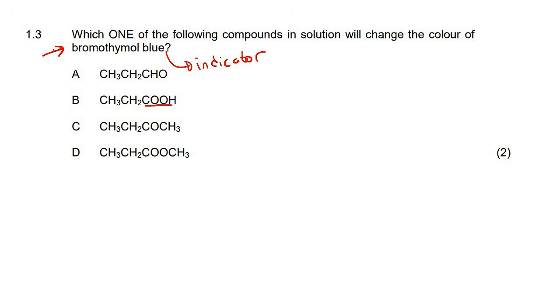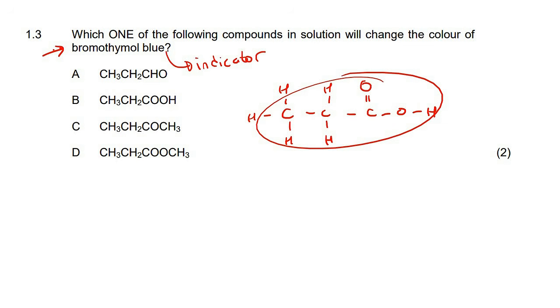But then I look at this one and I see that C double bond O H, that, my dear friends, is typically what we should be used to as a carboxylic acid. So it's going to be that one because this is an acid. And we know that bromothymol blue is a type of indicator. You get the other ones like phenolphthalein, bromothymol blue, methyl orange. They're all indicators. So we should expect that they will change colors in the presence of acids, bases, things like that.